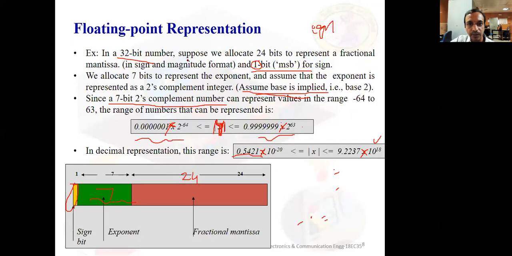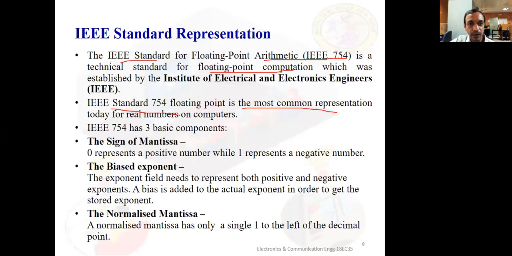Why this standard? Suppose here I have shown 32-bit numbers, allocating 24 bits to the mantissa. Somebody may say 20 bits to the mantissa and 12 bits to the exponent. So there may be variations, and then the number represented in your system and the number represented by some other system would be different. To have commonality, they have come up with a standard format so that every computation is based on this format only.